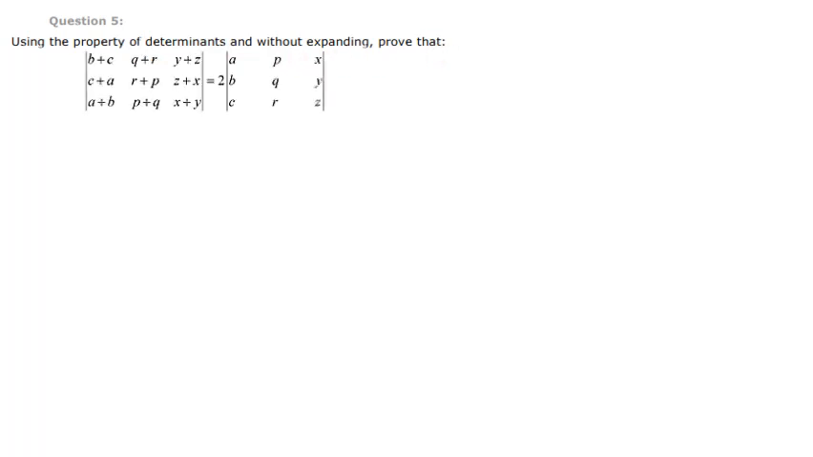Next we shall discuss question number 5. Using the property of determinants and without expanding, prove that the determinant with rows (B plus C, Q plus R, Y plus Z), (C plus A, R plus P, Z plus X), (A plus B, P plus Q, X plus Y) is equal to 2 into determinant with rows (A, P, X), (B, Q, Y), (C, R, Z). Let us take the left side determinant as delta, LHS as it is written.